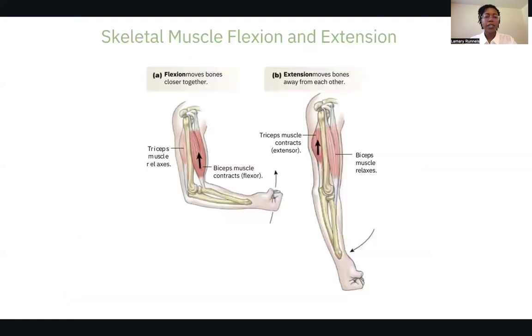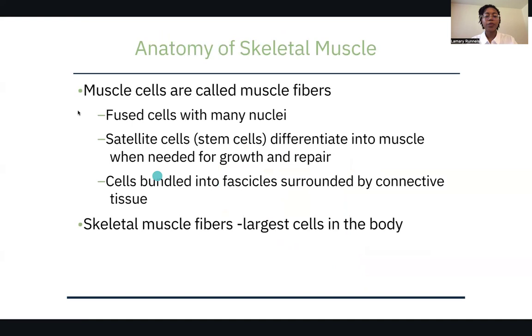So just to recap again, flexion and extension. Flexion is when you move the bones closer together. For example, when you're doing a bicep curl, that's when you're flexing the bicep, and at the same time the tricep relaxes. And then when you are extending your arm at the end of that bicep curl, the bicep muscle relaxes, but the tricep muscle contracts. So now let's talk about the anatomy of skeletal muscle.